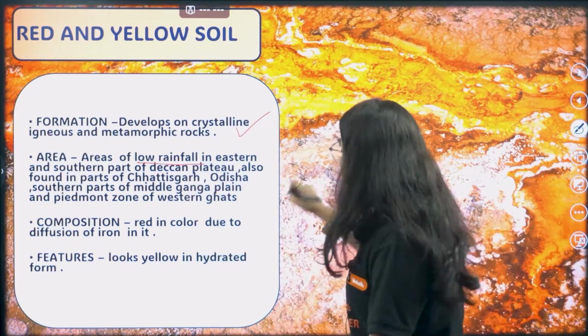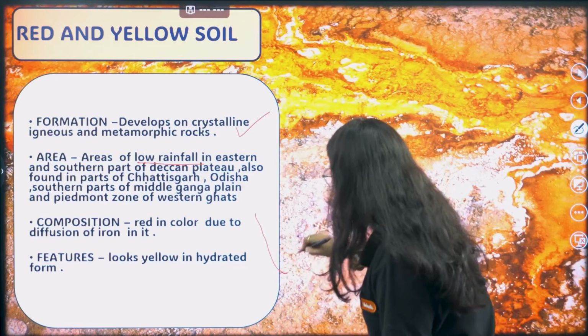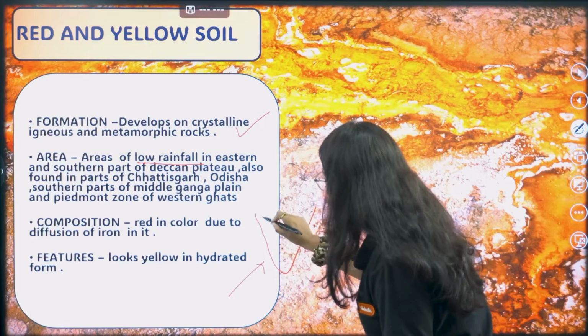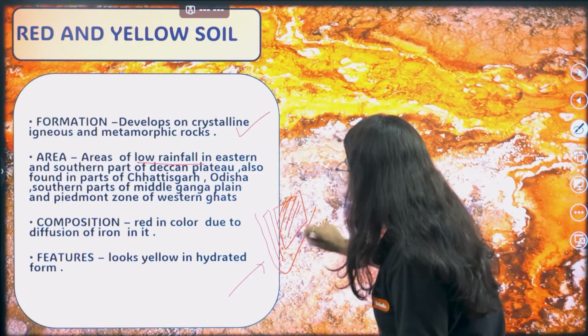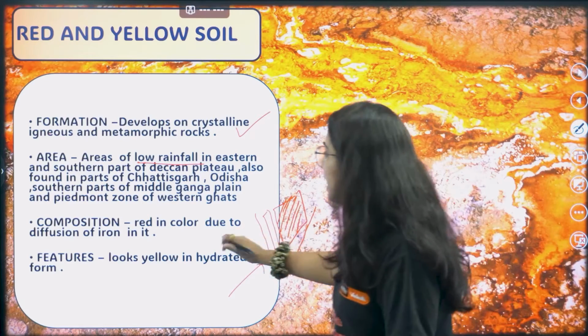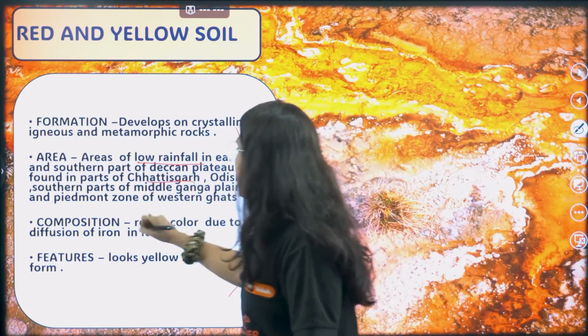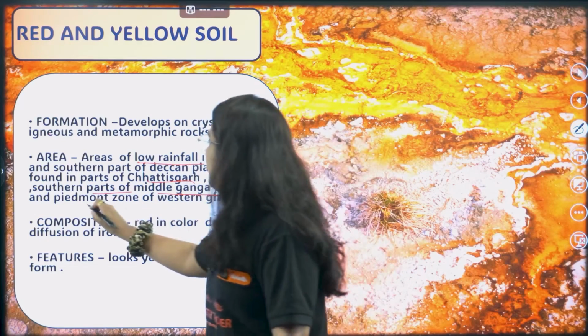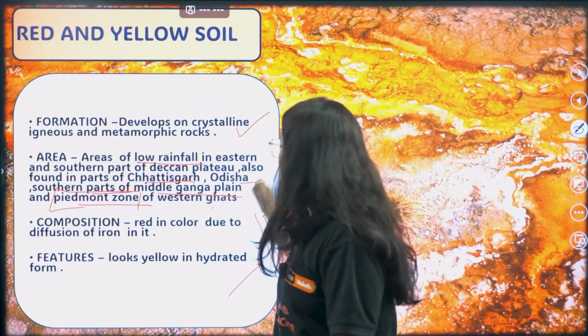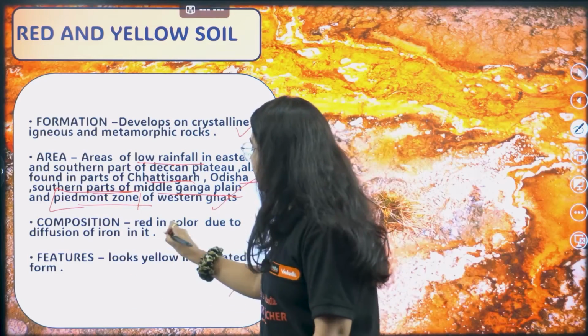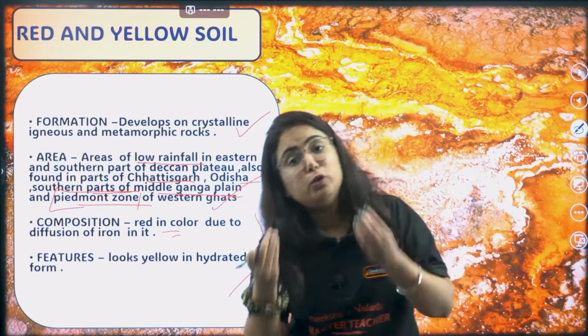Low rainfall, like consider this is the peninsula of India. Because of this Western Ghats, this region becomes rain shadow area. Here red and yellow soil is found in parts of Chhattisgarh, Odisha, southern parts of Middle Ganga Plain and Piedmont zone. Again, Piedmont zone means rain shadow area of Western Ghats. Composition, it is red in color because of the diffusion of iron.